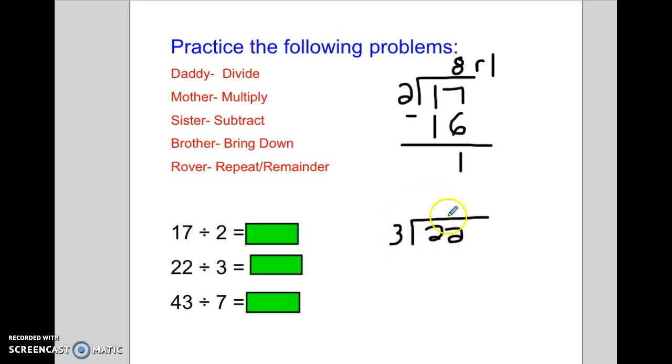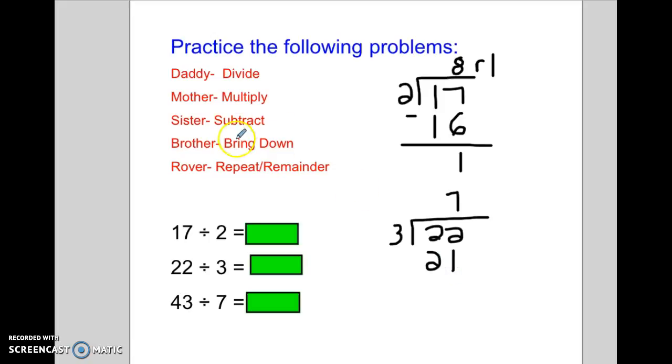So I get to look at this whole thing. How many 3's go into 22? Well, I know that 3 times 7 is 21, and that's really close. So I'm going to go with that. So I'm going to say that there's probably about 7. There are 7 3's that go into 22. So I divided. Next I multiply. 3 times 7 is 21. So I write it down here.